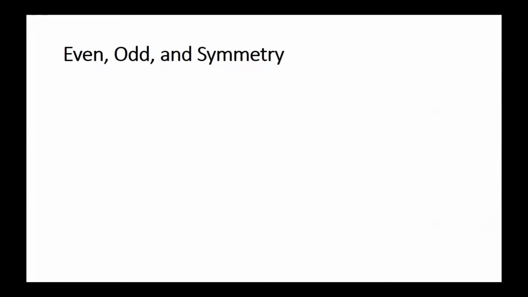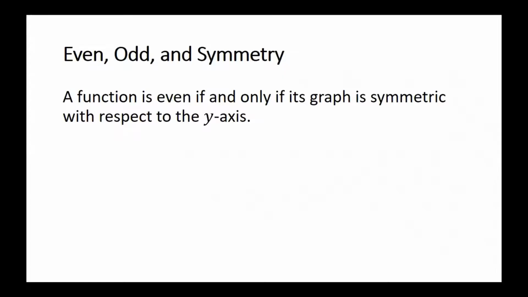Odd, even, and symmetry. A function is even if and only if its graph is symmetric with respect to the y-axis. Now, some of you may not be familiar with the term if and only if. Sometimes it's written as IFF. If and only if means that it works both ways. So it's basically saying a function is even if its graph is symmetric with respect to the y-axis, and a function's graph is symmetric with respect to the y-axis if it's even. So it has to be able to work both ways.